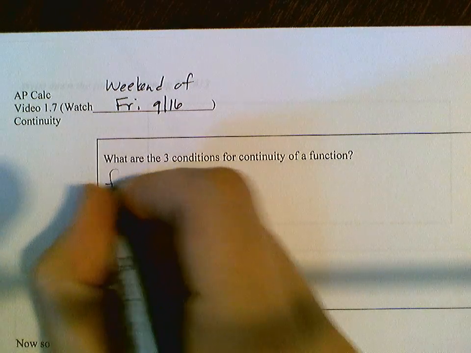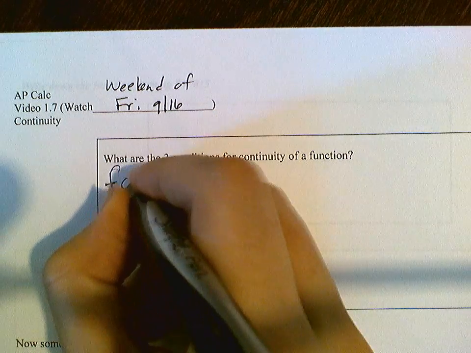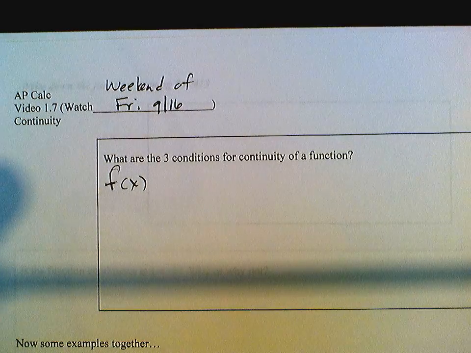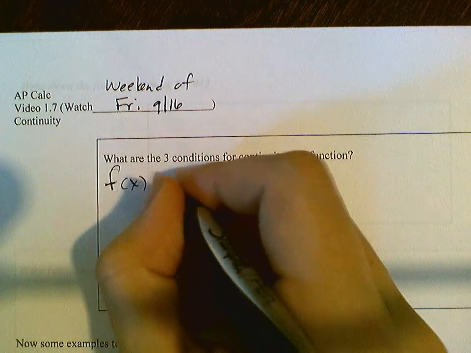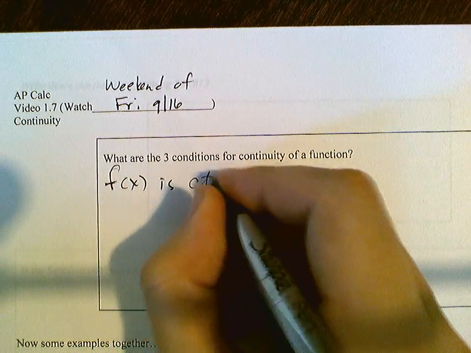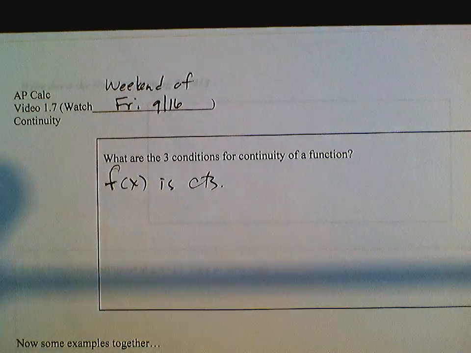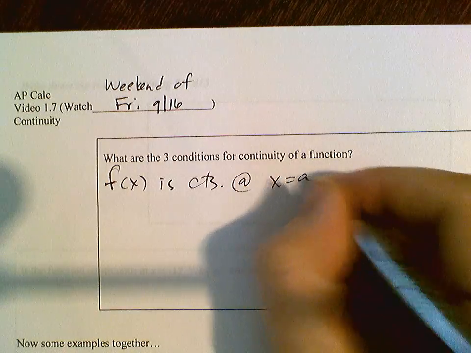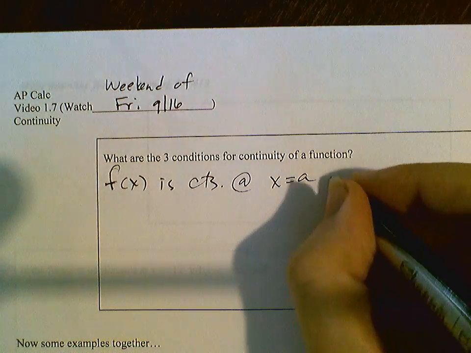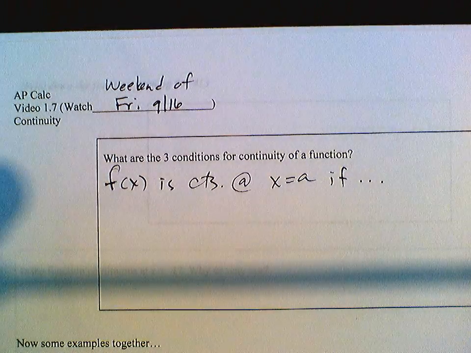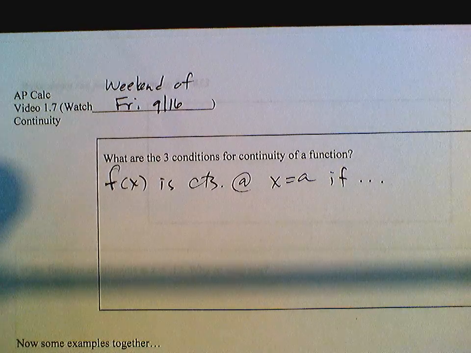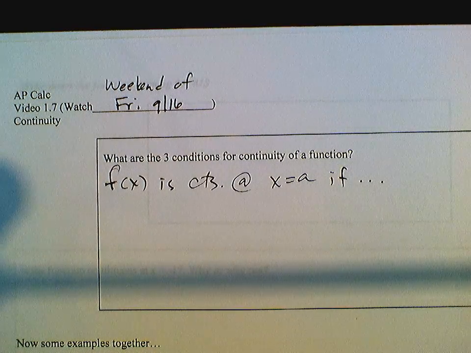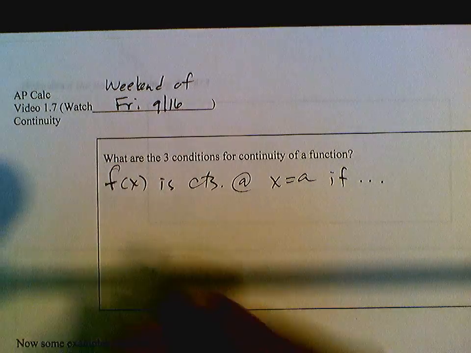F of x, or sometimes some books will just write f, but f and f of x would be the same thing. F of x is continuous, I'm abbreviating, at x equals some number a if, and only if, so this would go both ways, if the following three conditions are satisfied.